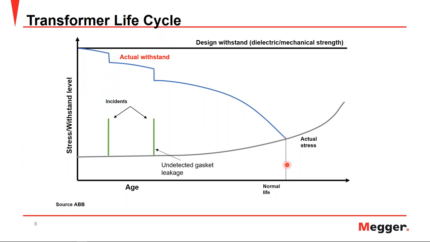if one of these incidences were to occur towards the end of the life, you could see a premature failure in the transformer. Or in the case of your undetected gasket leakage incident here, if they could cause a defect that would cause further decay or an exponential decay of your withstand and could cause premature end of life.